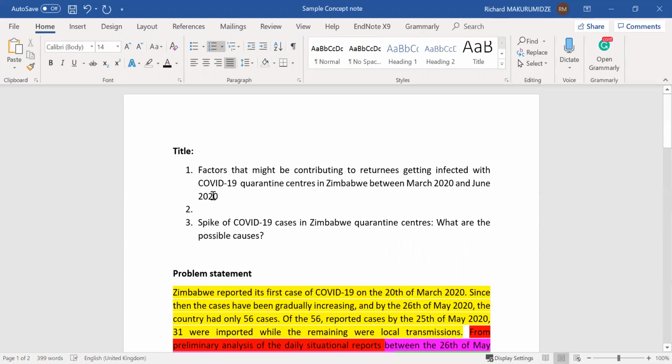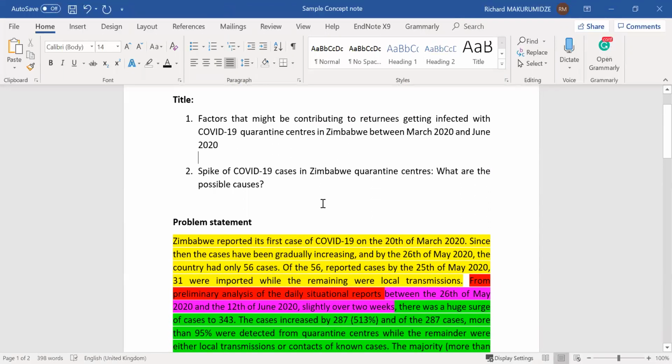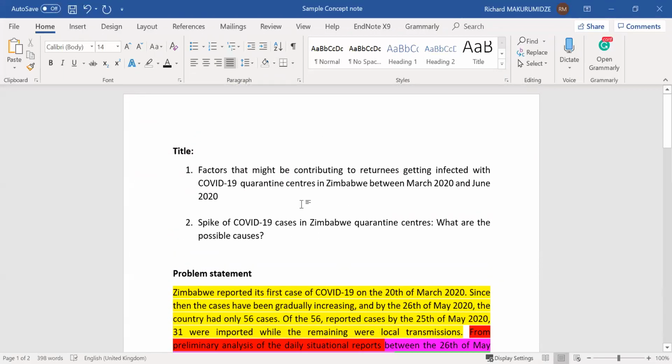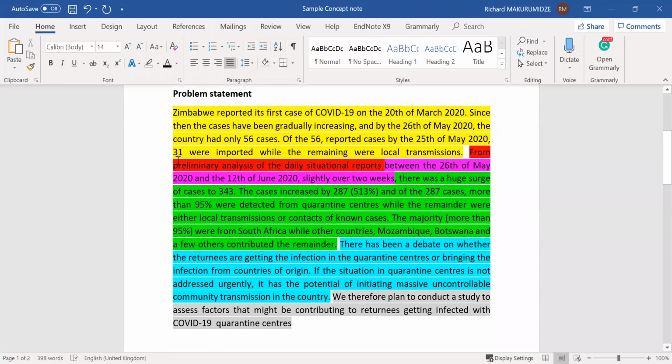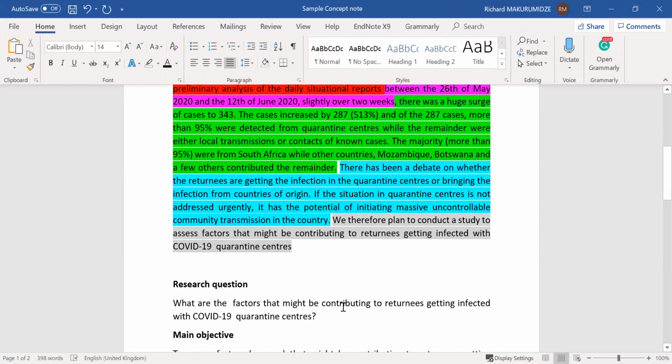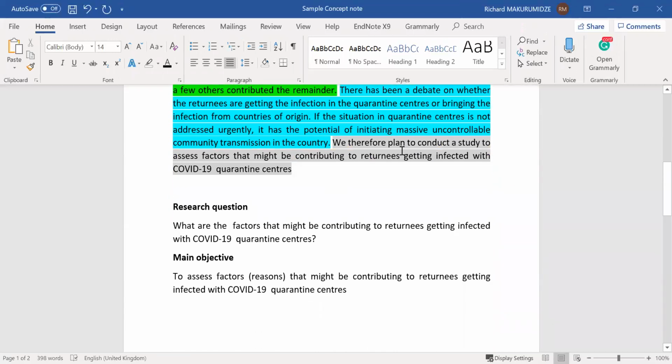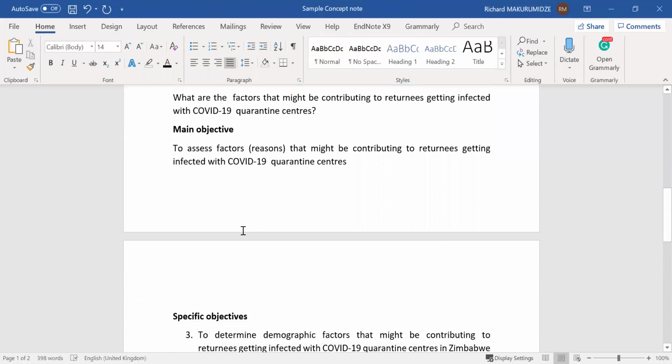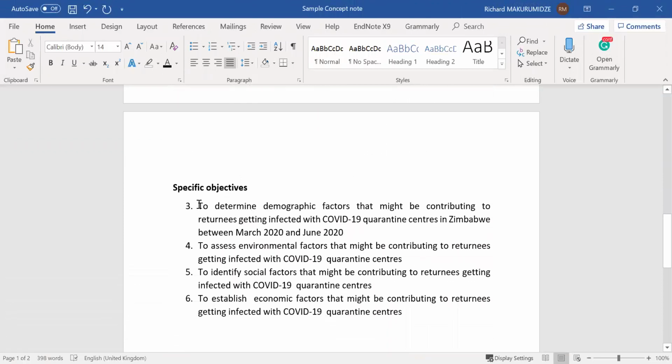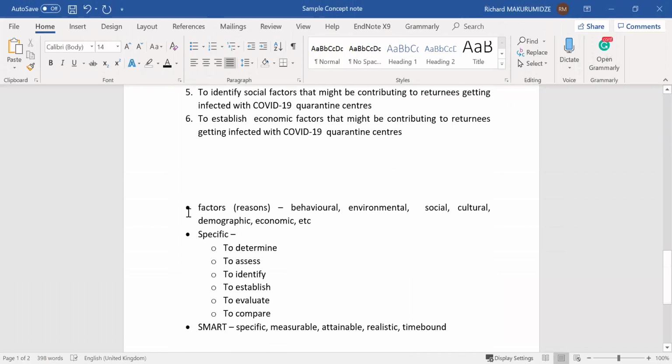Okay, just to sum it up, please read in your manual. Last time I gave you an example of the problem statement. To sum up, you have the background of your problem, you put your data source and the period, you define the problem in terms of numbers, you write the consequence of your problem, and last, you put your aim statement. Then your research question, you take it from your aim. Your objective, you take it from the research question. Your specific objectives, you are now splitting your main objective.